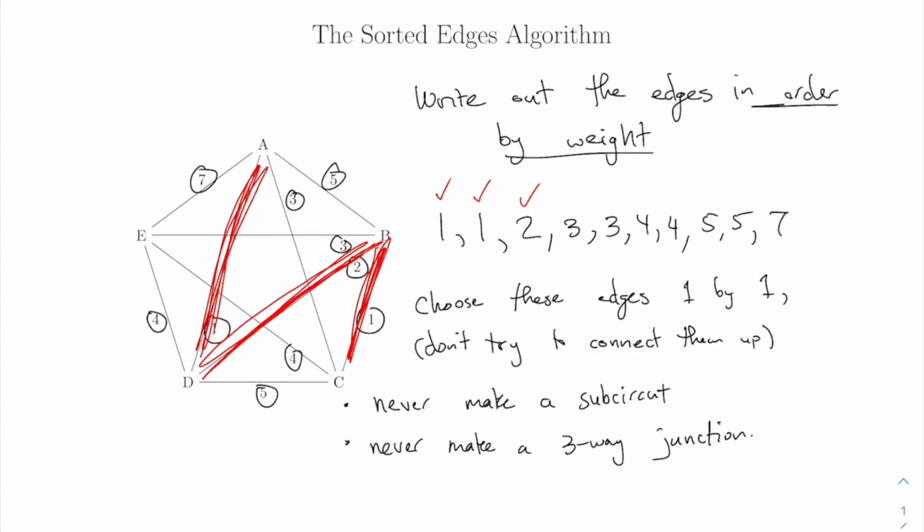Remember what you cannot do. You can never make a subcircuit. You also can never make a three-way junction. You can't use the diagonal one? I think actually I can use the diagonal one.